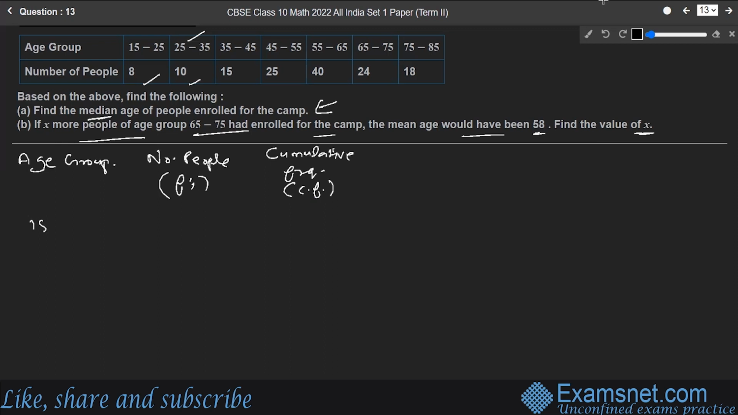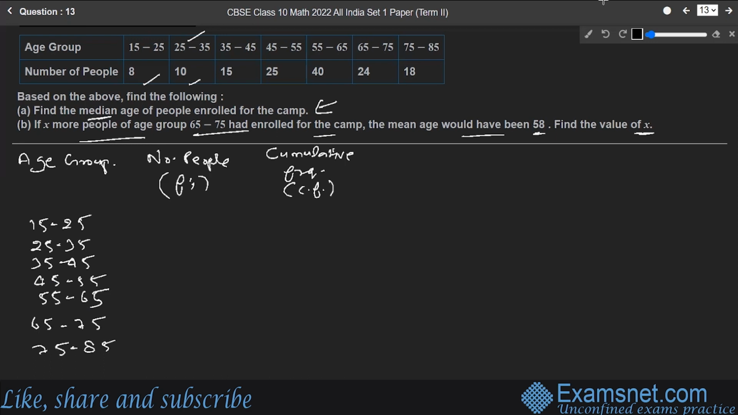The first age group is 15 to 25. Then there is 25 to 35. Then there is 35 to 45. Then there is 45 to 55. Then there is 55 to 65. Then there is 65 to 75. And the last one is 75 to 85. These are the age groups given.